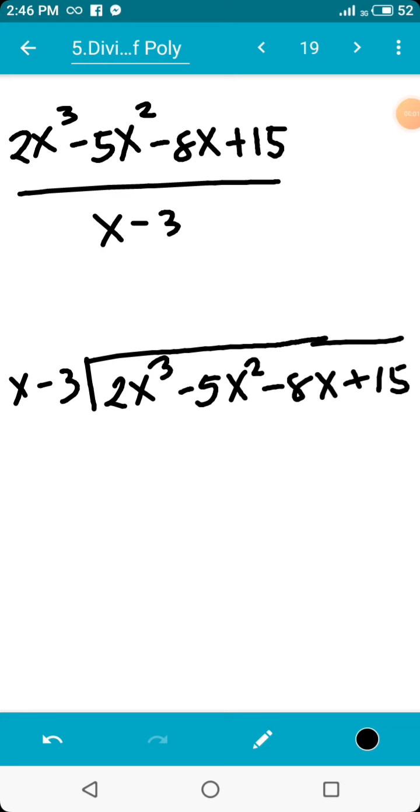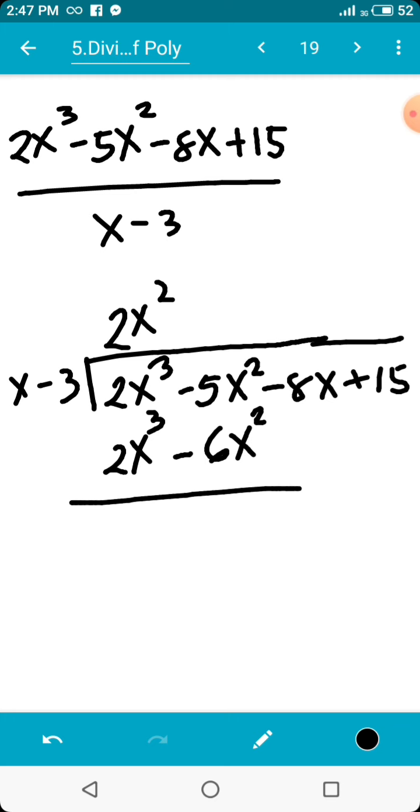Okay, so gamitin na natin yung long division. So, una, bawat term. So, 2x cubed divided by x. Okay, and that is 2x squared. Okay? And then, ita-times natin sa bawat term. So, 2x squared times x, that is 2x cubed. Okay? And then, 2x squared times negative 3, that is negative 6x squared. Okay? Yan. And then, ima-minus, tama? But don't forget to put open and close parentheses.